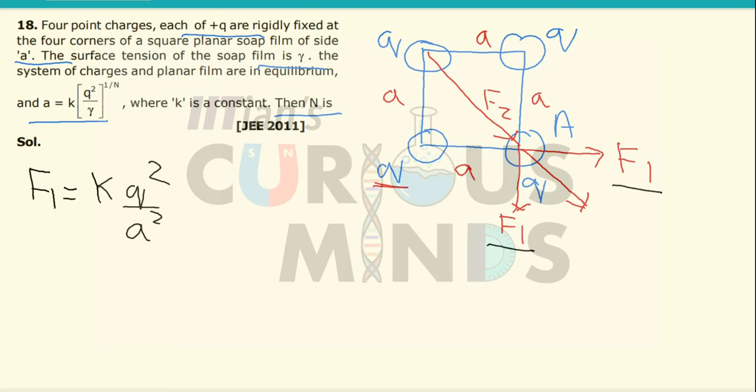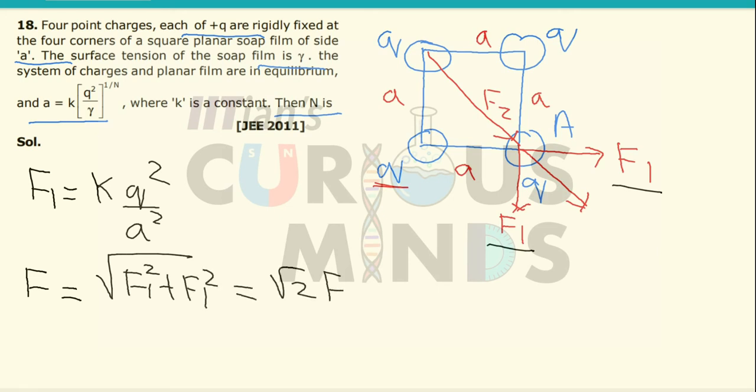So the resultant of both of them, let it be equal to F. Both of them are perpendicular, so it is equal to the square root of F1 square plus F1 square, which is root 2 F1, which is equal to root 2 k q square divided by A square.